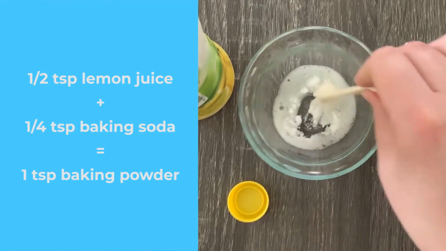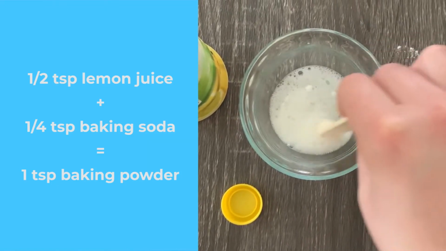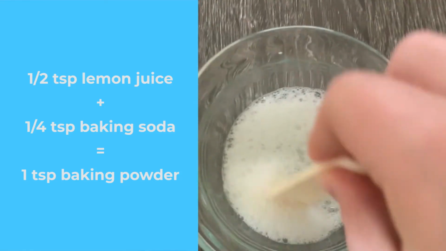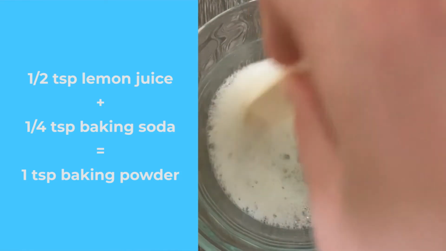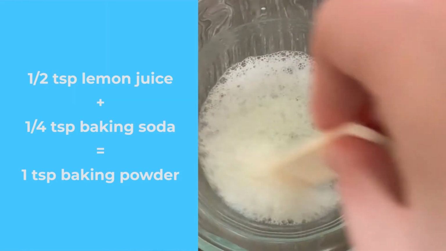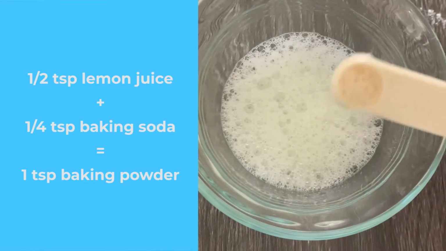I think this is also really cool because you get to watch the chemical reaction happen right in front of you. See that bubbling? That's the carbon dioxide being released, and those are the bubbles that are going to make your recipe so light and fluffy. That's all that I have for you today, but I hope that you learned something and that you will see baking as a science. And if you're ever in a pinch for baking powder, you'll know what to do.